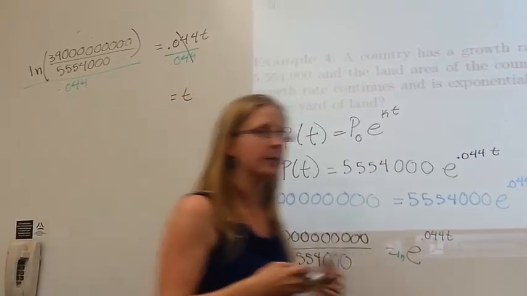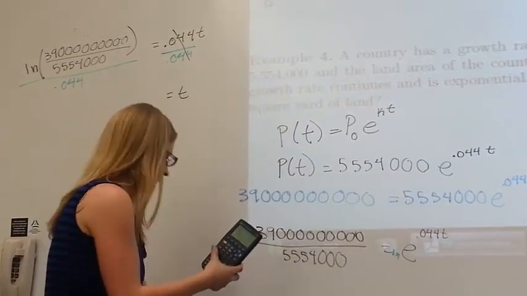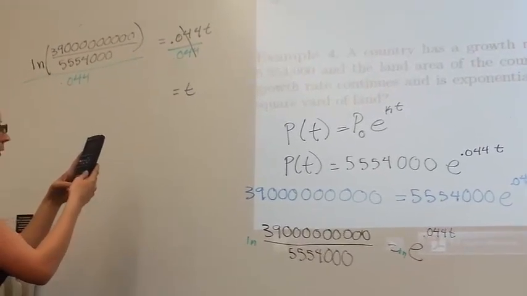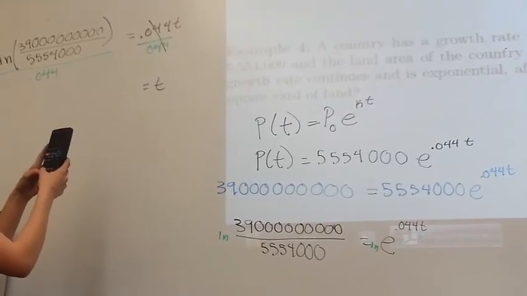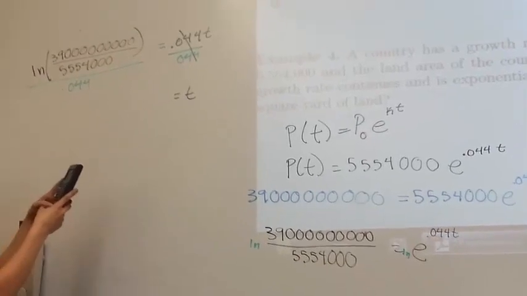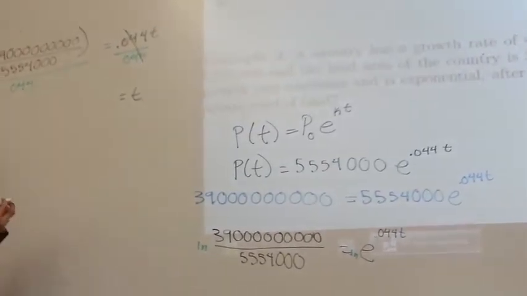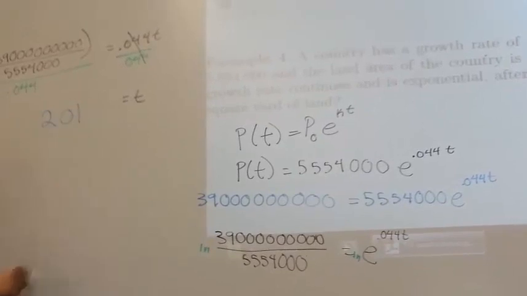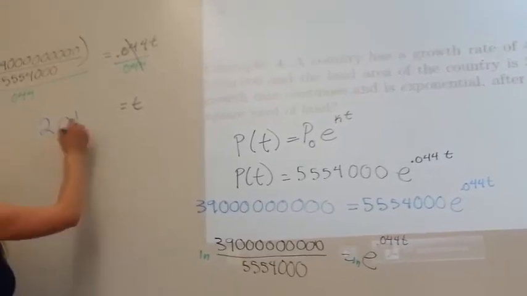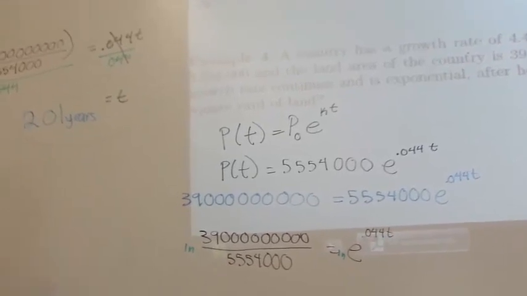Now that I'm done with the problem, that's when you plug it all into your calculator. So I'm going to do the ln, and then I've got this parentheses, 39 billion divided by 5,554,000, end that parentheses, and then divided by 0.044. You should get an answer. I got 201. 201 what? Years, right? We're talking about time. So in 201 years, I will have 39 billion people in that country.